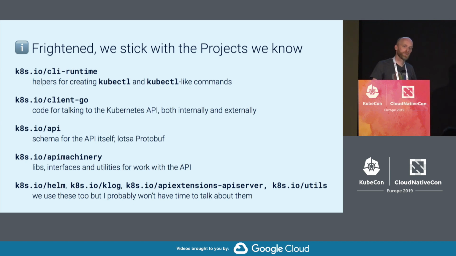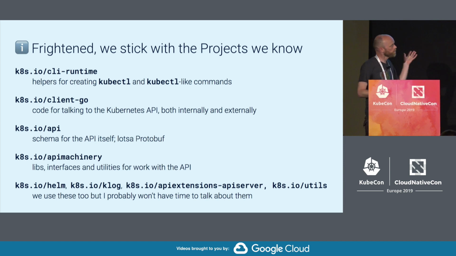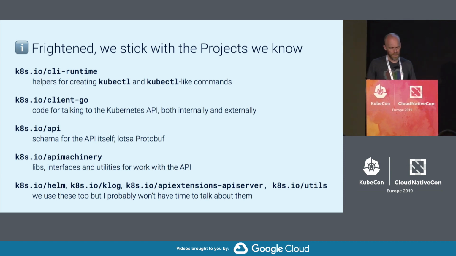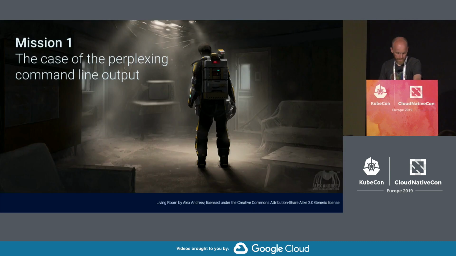cli-runtime for building kubectl and kubectl-like commands. It seems relevant to the Linkerd project. Client Go, which is the main repo for interfacing with the Kubernetes API. And that's also very tightly coupled to the API and API machinery repos. API has the schema for the API itself. It's a lot of protobuf. And API machinery is the libraries and interfaces for interacting with the API. And then we use a couple other libraries too, but we're not going to talk about that in this talk.